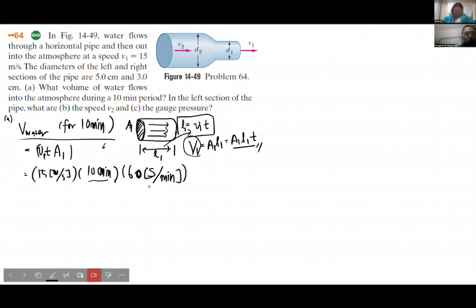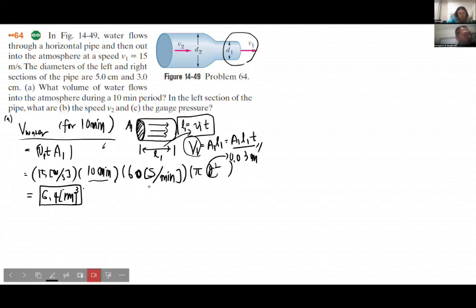And now also the cross-sectional area, A1. The pipe at position A, this position is what? 3 centimeters, right? So the area is pi r squared. So the r is 0.03 meter. You plug that in, and that should be 6.4 cubic meter, or meter cube, right? So now that is the volumetric change at the 10-minute period.